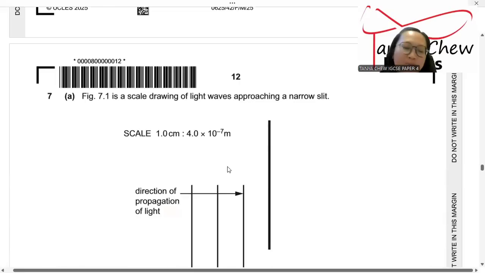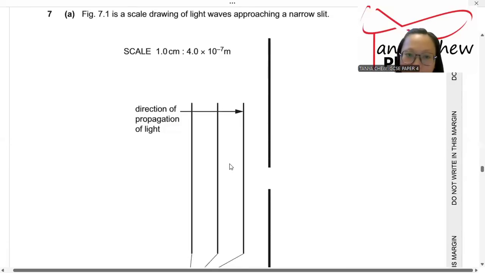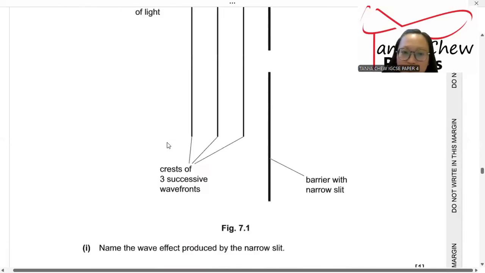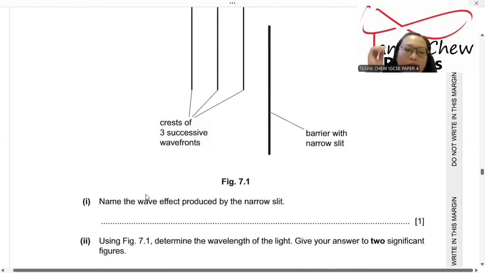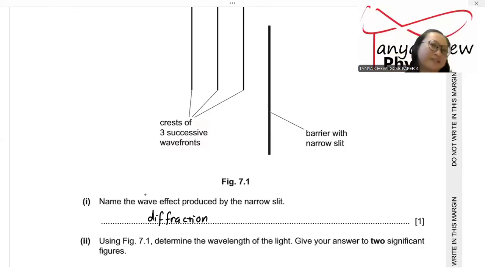Right. Question number 7A. Fig 7.1 is the scale drawing again of light waves approaching a narrow slit. The scale 1 cm is equal to 4 times 10 to the power negative 7 meter. So this is the direction of propagation of wave. Name the wave effect produced by the narrow slit. Wave pass through narrow slit. Do you recall? This is called diffraction. What is diffraction? Diffraction is the spreading of the waves when the wave passing through a small narrow slit here.